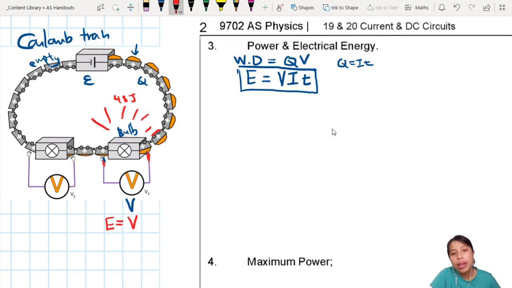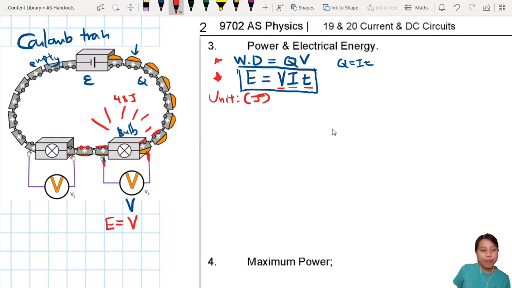Current will tell you how many of these trolleys are going past, how many charges are going past this bulb. And then time will tell you how long you turn on your bulb: 3 hours, 2 hours, 1 hour. That will tell you how much energy is being spent. So all these three ideas come together to tell you how much energy there is, in units of joules. Good old energy. Okay, so now you have your work done stuff, and you also have this E equals VIT. Okay, so that's the idea about energy.